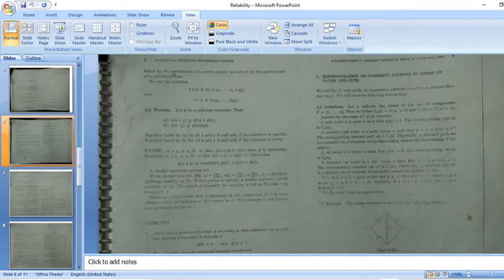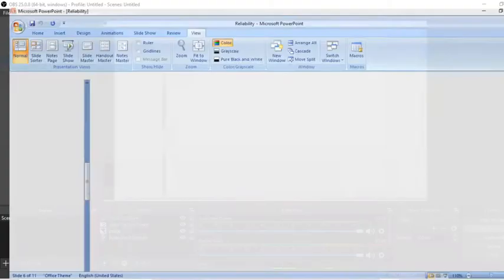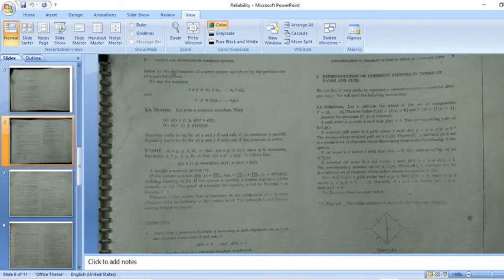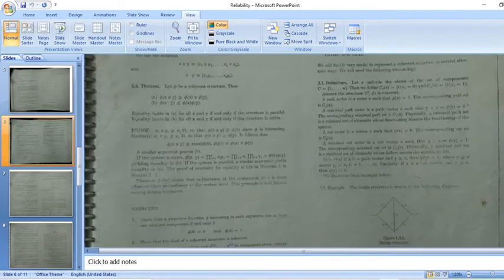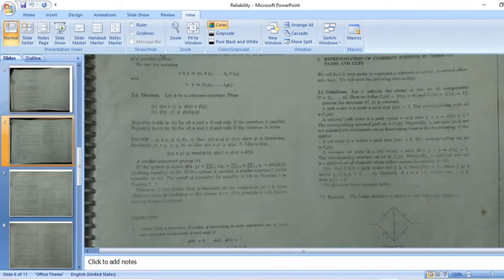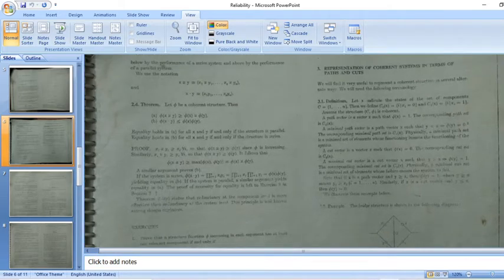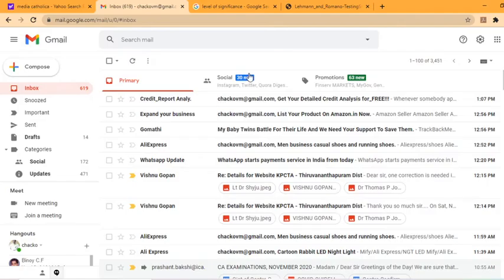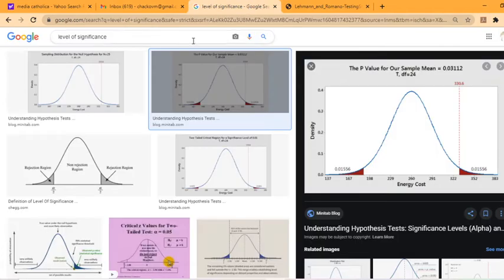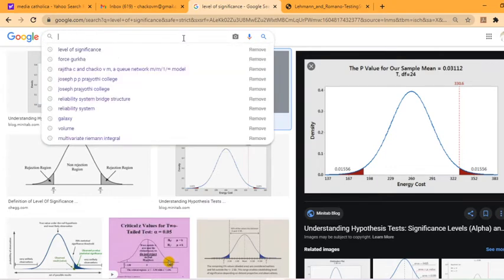Dear students, today we are discussing some redundancy properties of a reliability system. You might have seen or heard that in aeroplanes, there are two or three engines.